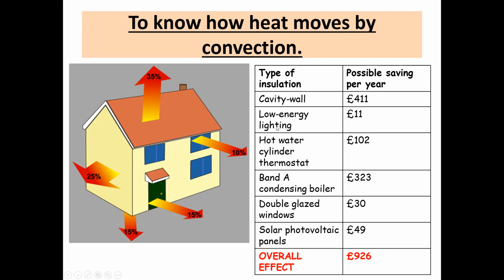So for example, if you put in low energy lighting instead of the old fashioned sort of filament bulbs, you'll save yourself £11 per year on your electricity bill. The thing to remember though, is if you were to replace all your bulbs in one go, it would cost you between £30 and £50. Let's say it cost you £33. That means if you save £11 per year, it takes 3 years to pay back the amount that you spent on installing the newer low energy bulbs.